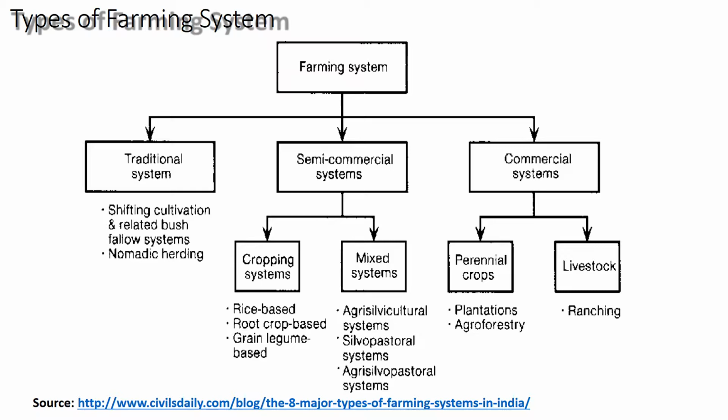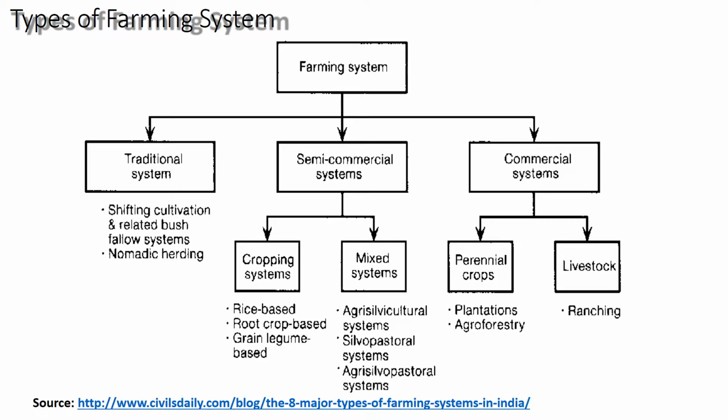Coming to the broad classification of farming systems, there are three kinds: traditional, semi-commercial and commercial systems. Traditional system has shifting cultivation and related bush fallow system and nomadic herding. The semi-commercial system consists of cropping systems like rice-based, root crops-based, grain legume-based, then mixed systems like silviculture, silvipastoral or agri-silvipastoral. The commercial system is divided into perennial crops and livestock. Perennials consist of either plantations or agroforestry, and livestock is nothing but ranching.